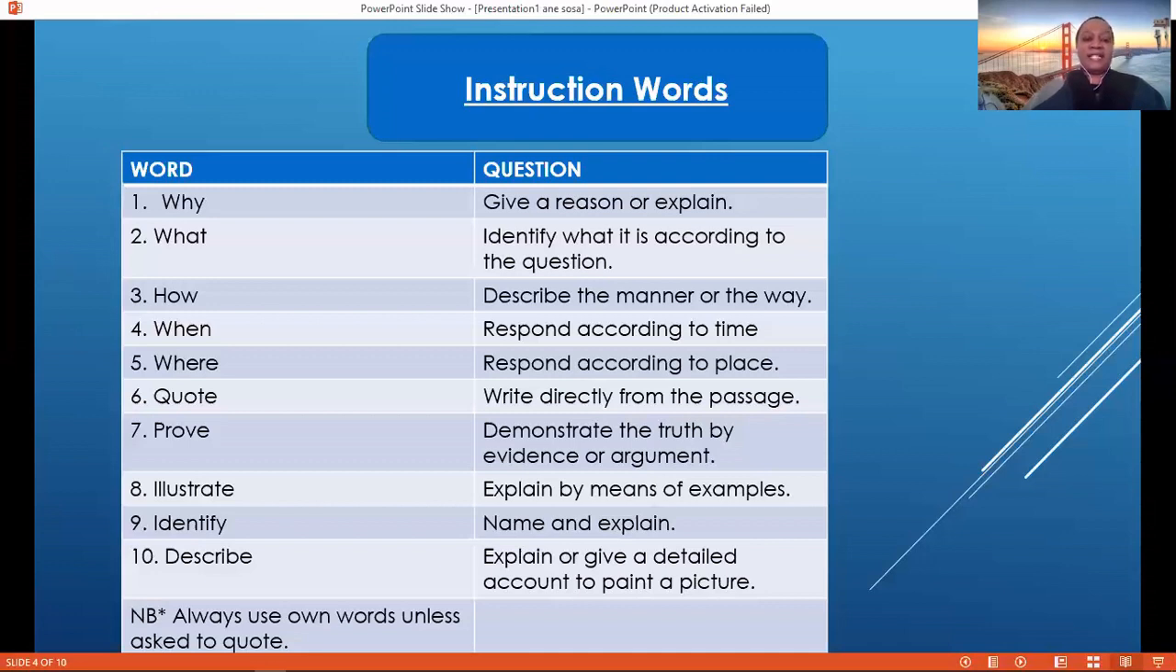Number eight, illustrate. Explain by means of examples. Obviously, you will get your examples from the written text.